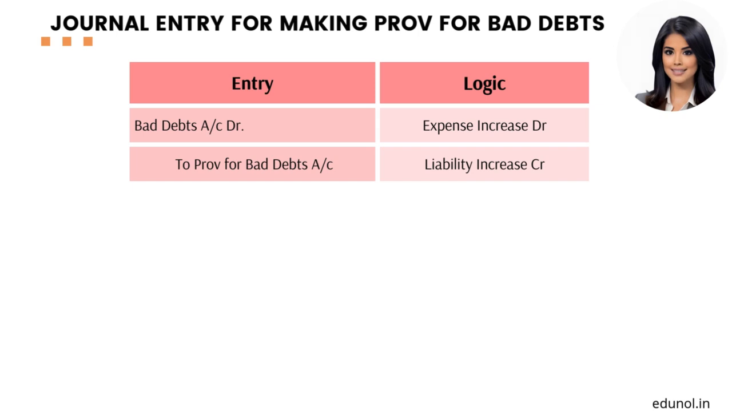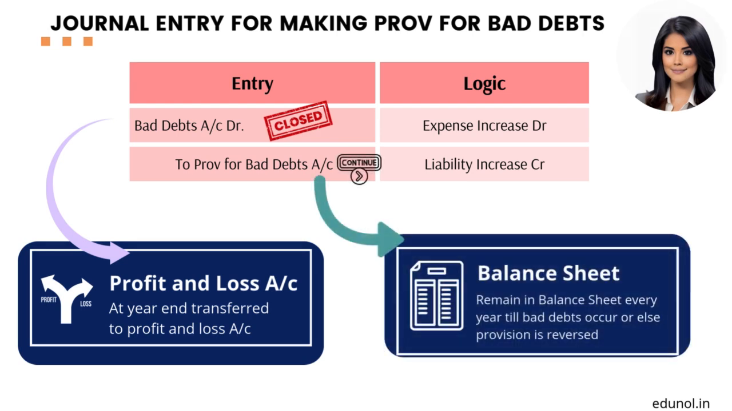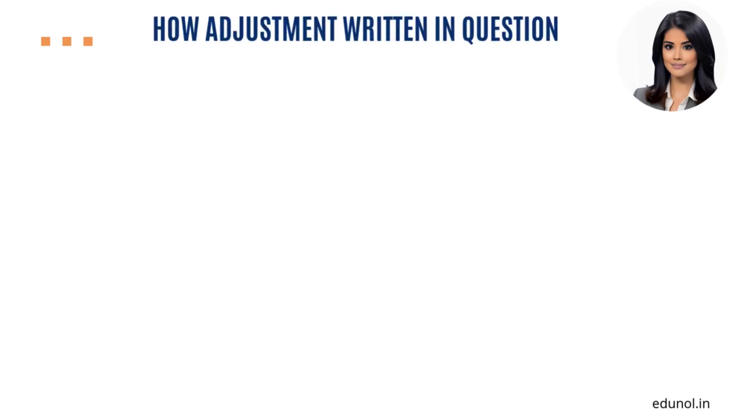At the end of the year, bad debts account, which is an expense, will be closed by transferring to profit and loss account. Provision for bad debts account, which is in the nature of a liability, will continue to be shown in the balance sheet. It remains in balance sheet till the bad debts actually happen, or else the provision for bad debts is reversed. Now that we have understood the meaning of provision for bad debts, let's come to how all debtors are good adjustments are given in the question.